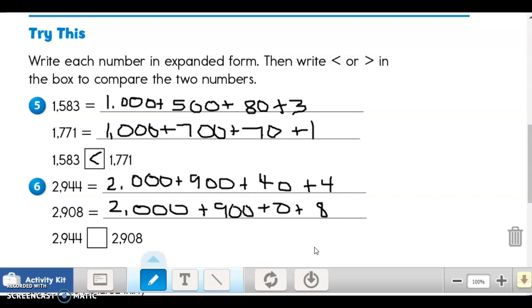That's better. Now here I got to do less than or greater than. 2,000, that's the same. 900, that's the same. It changes right in the tens place, right? 40 is greater than 0. So 2,944 is greater than 2,908.